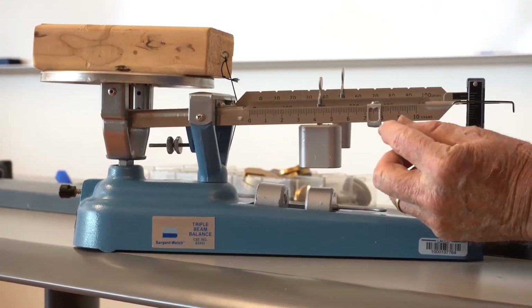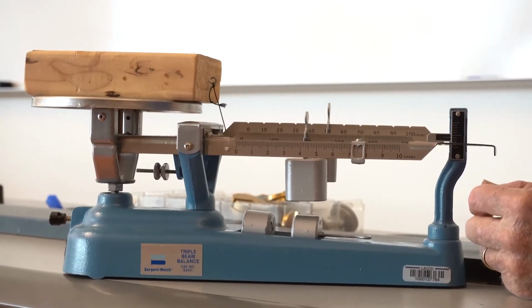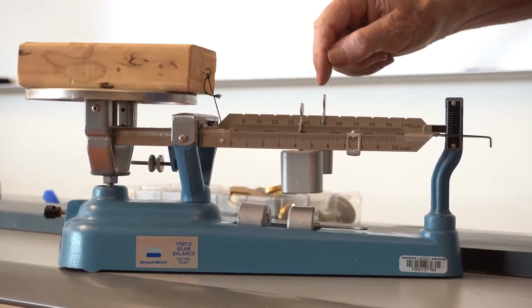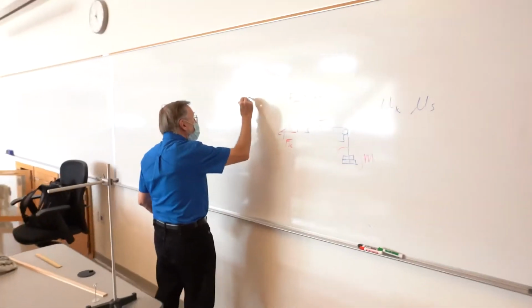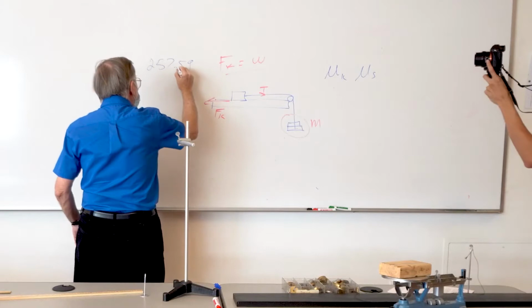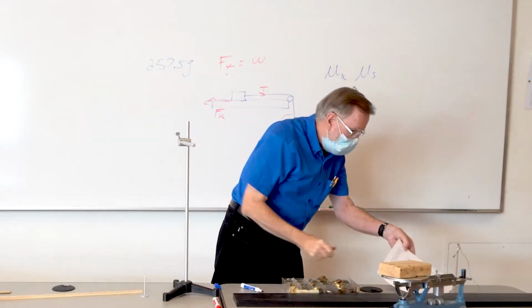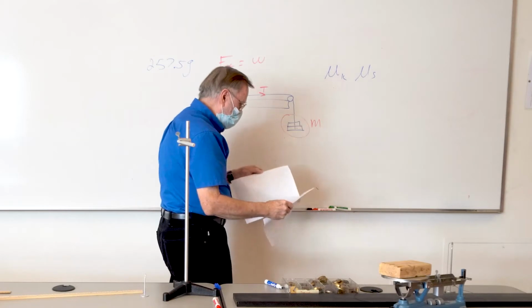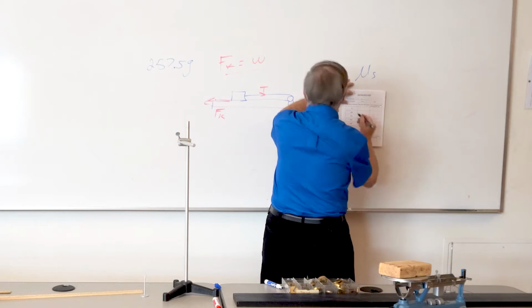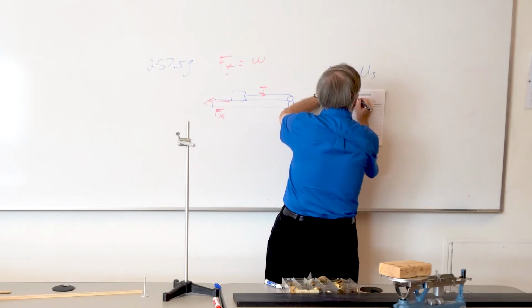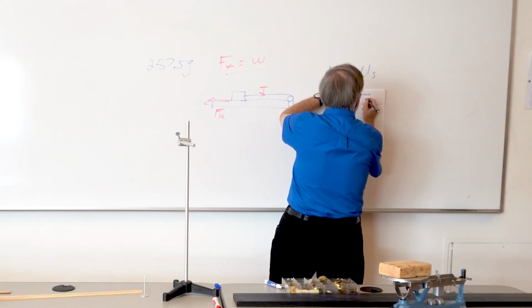Okay, that's about right. So we have 257.5 grams. Now we're going to write that number on the data page, right here where it says mass of the wood block, 257.5 grams, plus or minus, let's say 0.05 grams. So we can put a 0 here.